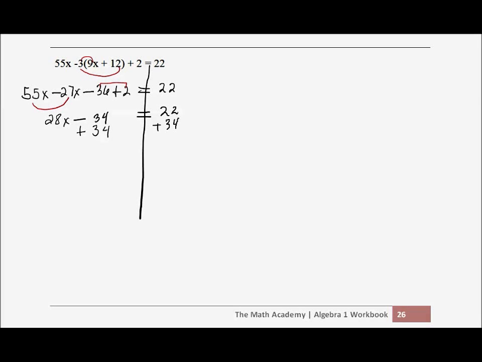Bring down what I have left. 28x, 34's cancel out, equals 22 plus 34 is 56. And I'll divide both sides by 28. 28 cancels out. That leaves me with x equals 2. So my final answer is x equals 2.